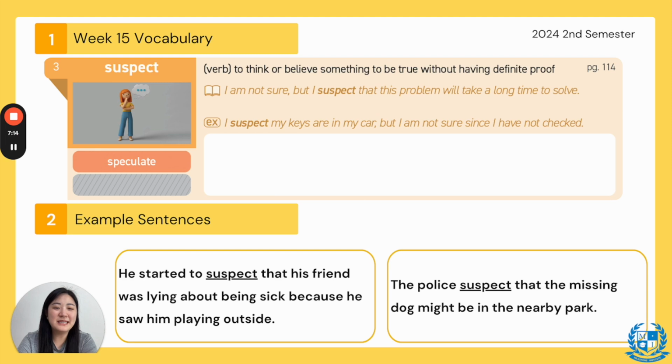Next one, it says the police suspect that the missing dog might be in the nearby park. So they're not quite sure, but they think the dog may be there. To guess, to speculate.